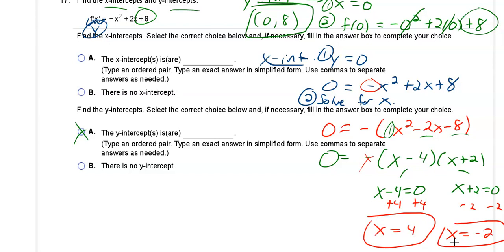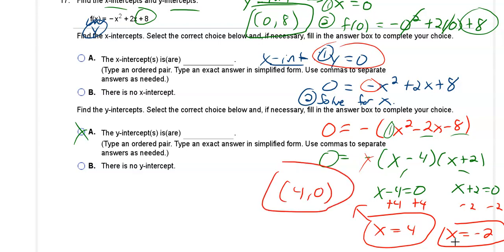So now when you go to write the x-intercepts, you don't pair these two numbers together. It's not 4 comma negative 2. Each of these pairs with 0 for y. So this is going to be 4, 0, and negative 2, 0. Those will be my two x-intercepts, and that's how you need to write that on your paper or type it into MyMathLab. So I'm going to go ahead and stop there.